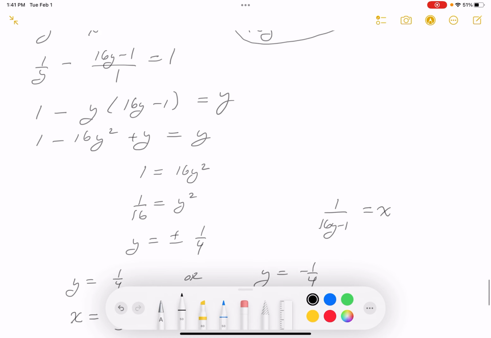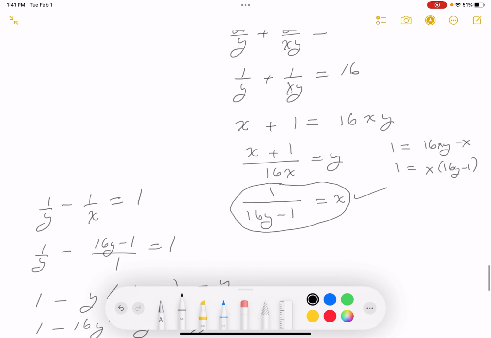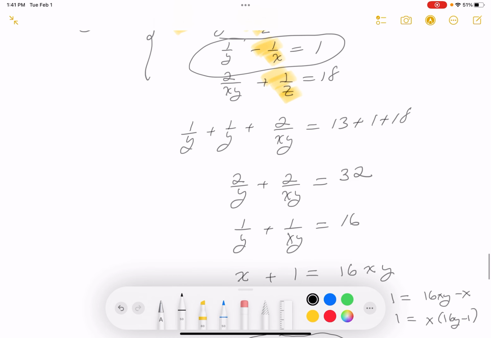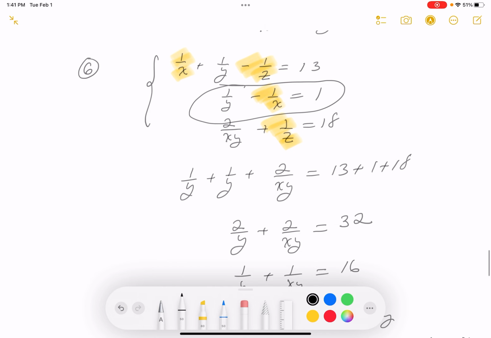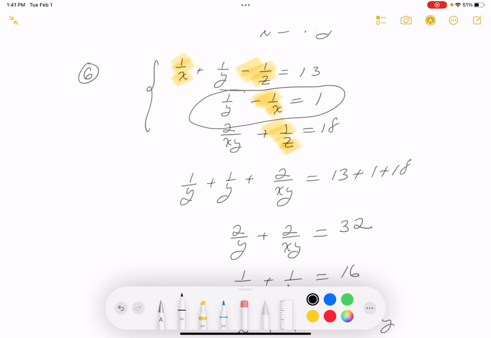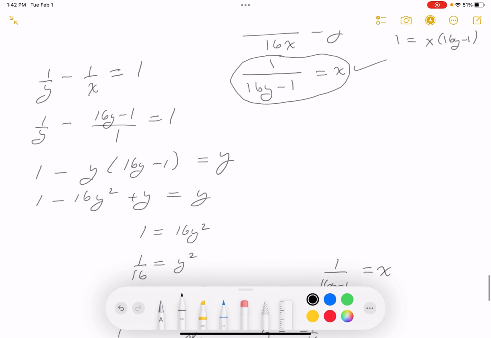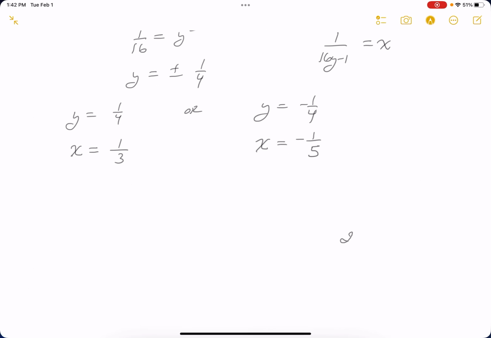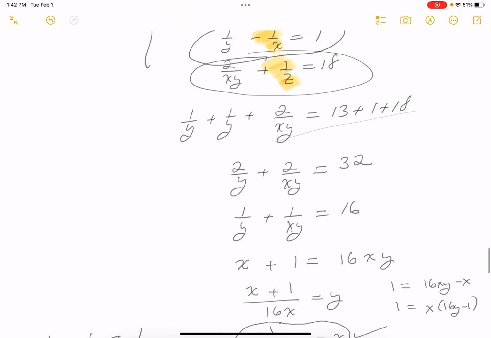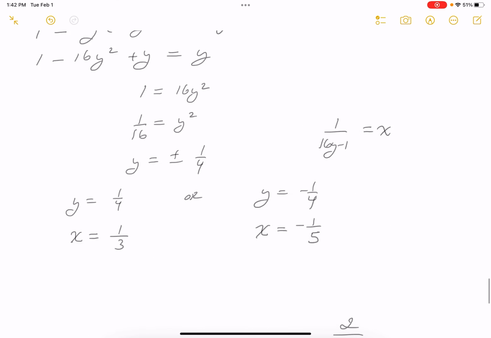Is there another letter in the problem? There sure is. And what's that letter? Z. Z's a letter. So someone says, which would be the easiest one to use to get Z? Maybe the third one. Let me write that down for you. That's 2 over xy. Right, got a third equation. Plus 1 over z is 18.